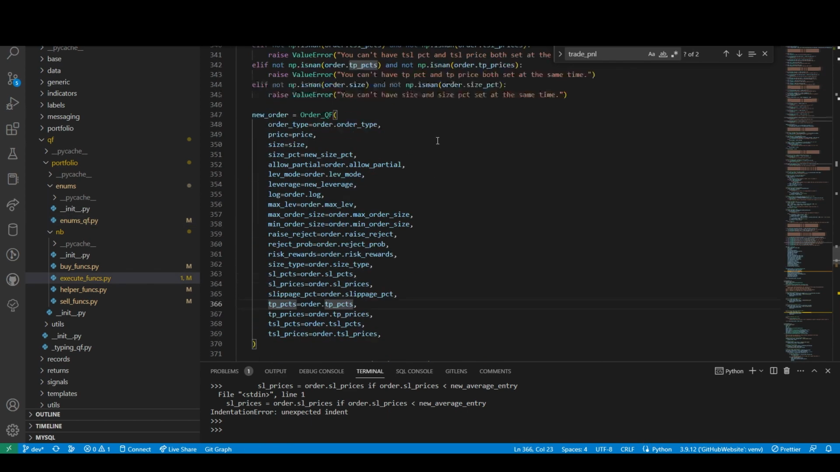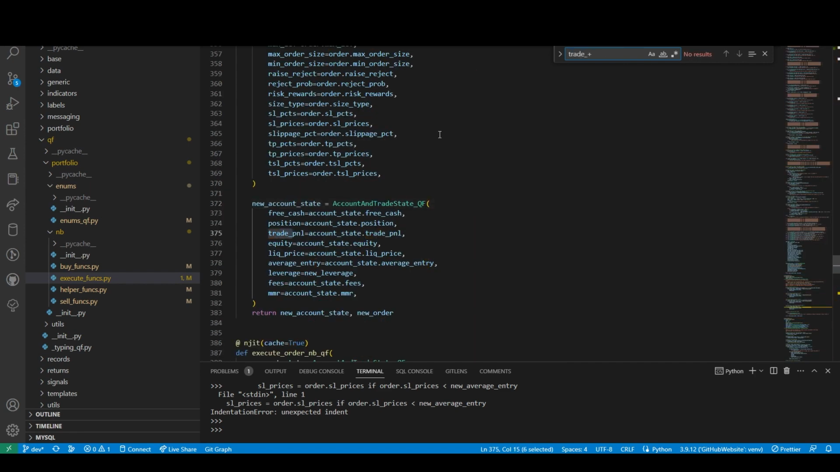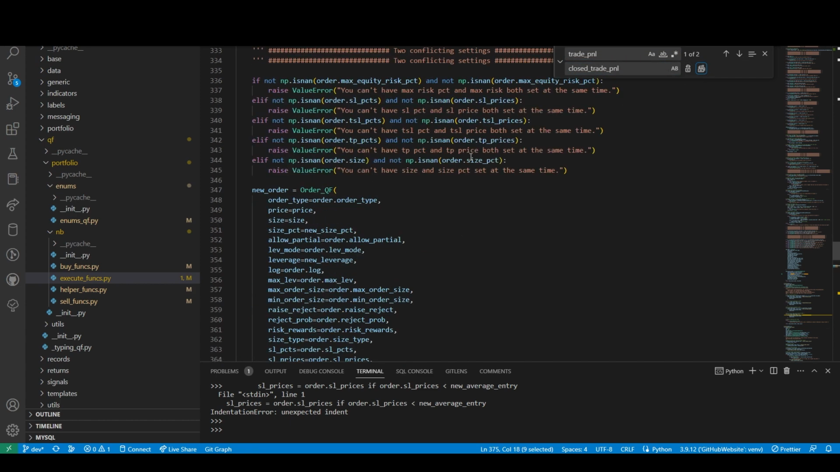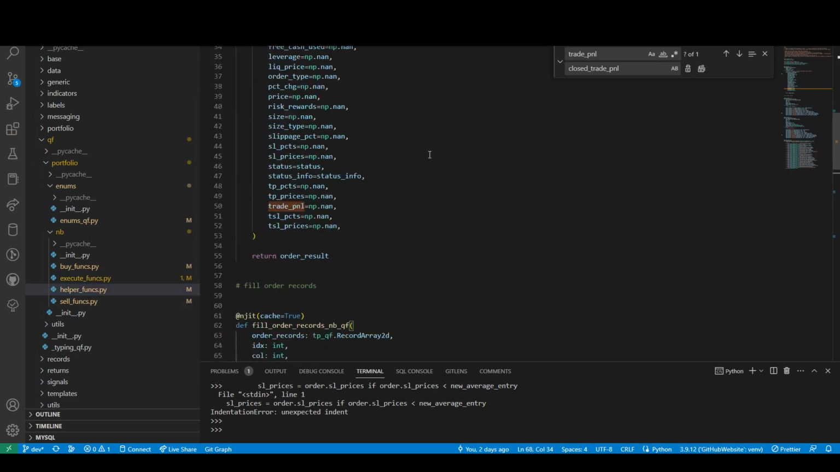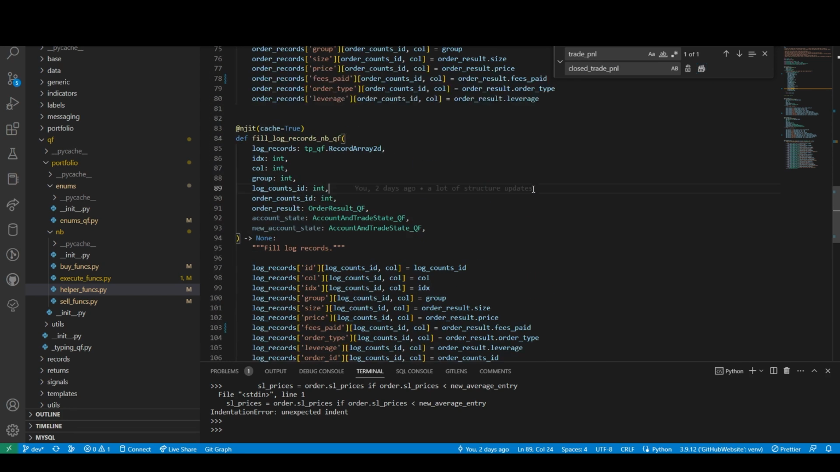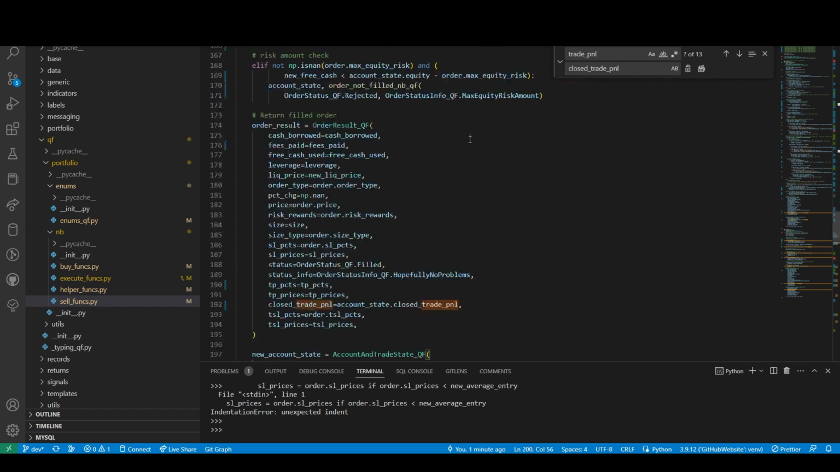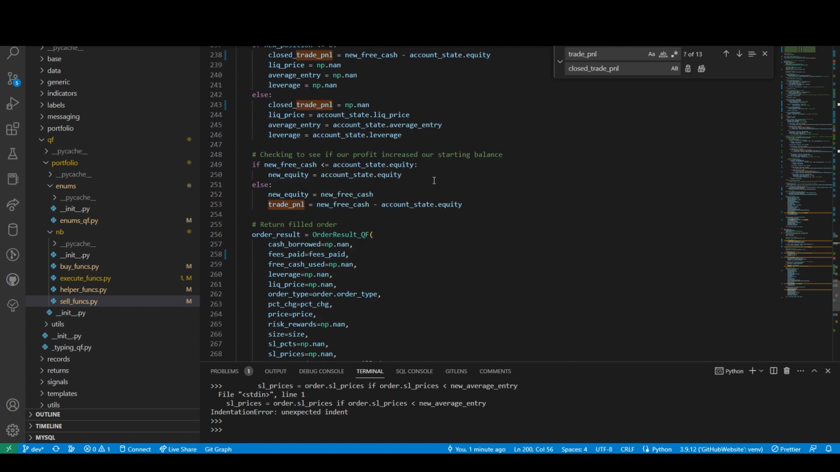And then trade P&L. And then this trade P&L is close trade P&L. All right, so let's go back over to here. We were down here. I think all of this just makes sense.